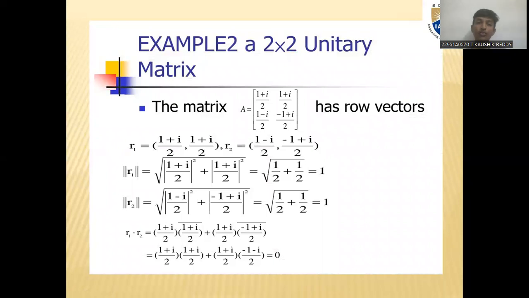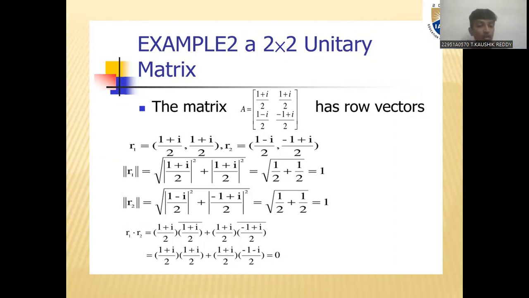Here is an example of a 2 by 2 unitary matrix. The matrix A is equal to [(1+i)/2, (1+i)/2; (1-i)/2, (-1+i)/2], which has row vectors R1 equal to ((1+i)/2, (1+i)/2) and R2 equal to ((1-i)/2, (-1+i)/2). So mod R1 is the root of ((1+i)/2) whole square plus ((1+i)/2) whole square, which gives the root of 1 by 2 plus 1 by 2, which is root 1, nothing but 1. Similarly, mod R2 is the root of ((1-i)/2) whole square plus ((-1+i)/2) whole square, which is the root of 1 by 2 plus 1 by 2, equal to 1.